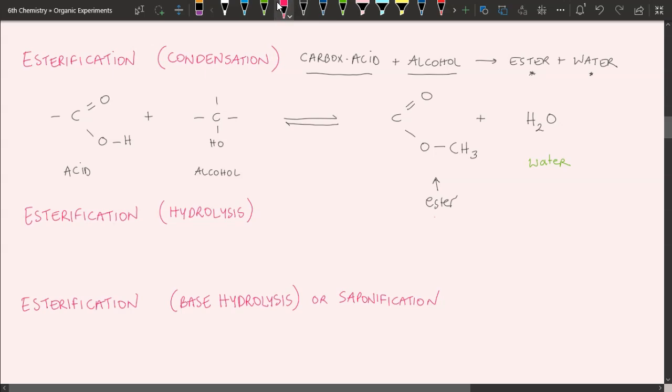Your ester, of course, is COO, and your OR in this case is CH3. So that's the basic condensation reaction for esterification. You'll notice that we have a reversible reaction, which we will look at in a second. So when you reverse it, that's going to be hydrolysis.